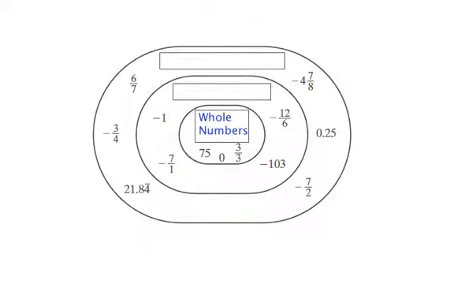The next category includes integers. Integers are going to include all your whole numbers, but then they're also going to include anything negative. So negative 1, negative 7 over 1, because that simplifies to negative 7, negative 103, and negative 12 over 6. Not only does it include the negatives, it includes all the whole numbers. So all whole numbers are integers also.